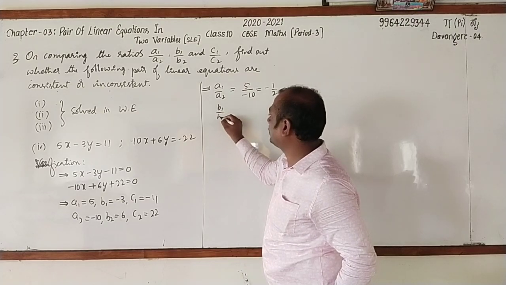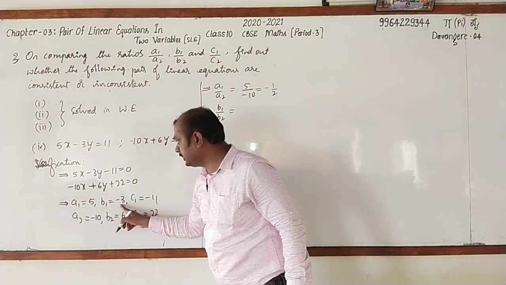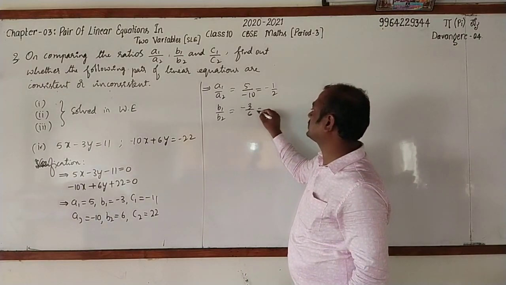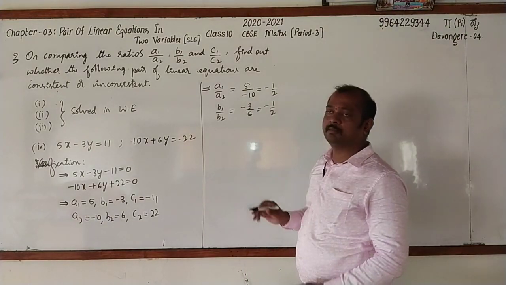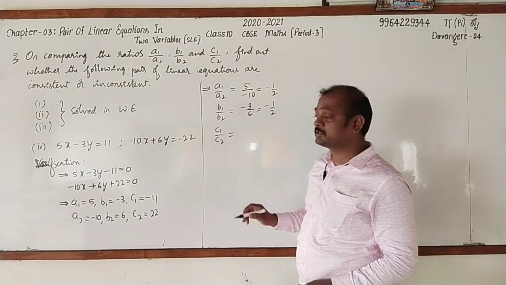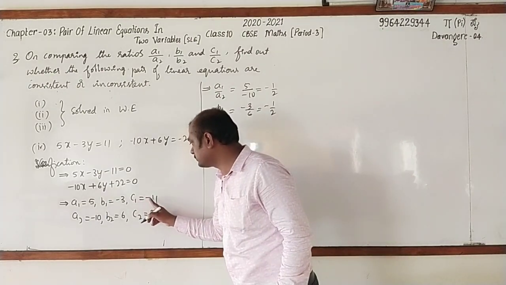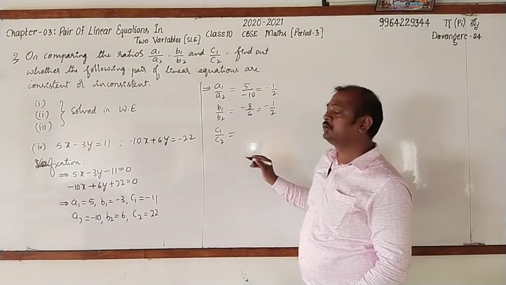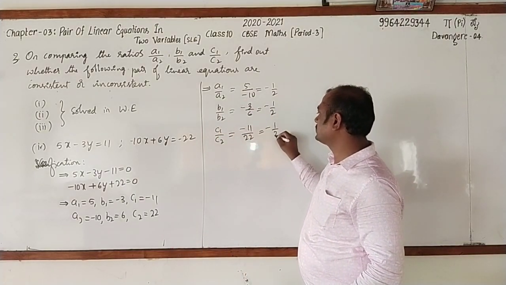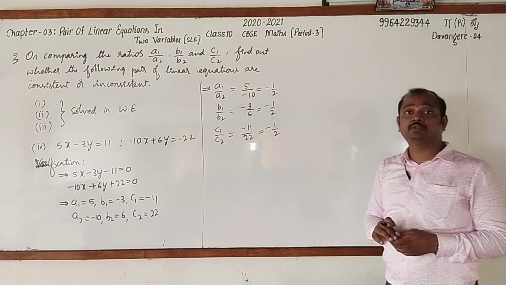What about B1 by B2? Where B1 is minus 3 and B2 is 6. It is minus 3 by 6. It is 1s are 3, 2s are 6. Minus 1 by 2. And the third ratio is C1 by C2, where C1 is minus 11 and C2 is 22. So minus 11 by 22, again 1s are 11, 2s are 22, minus 1 by 2.